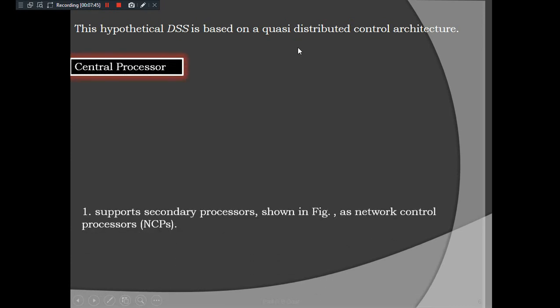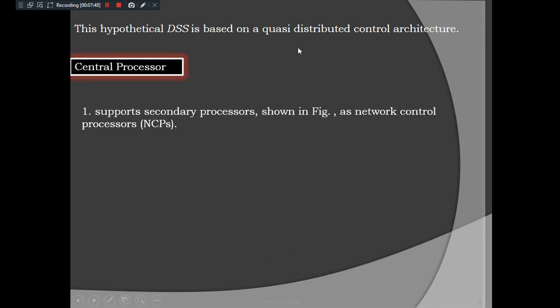So the first one, the central processor. Let us see what its main duties are. It mainly supports secondary processors. So in our case, the secondary processors are NCPs. NCPs are acting like secondary processors here, and we all know which kind of processors we are going to call secondary processors.